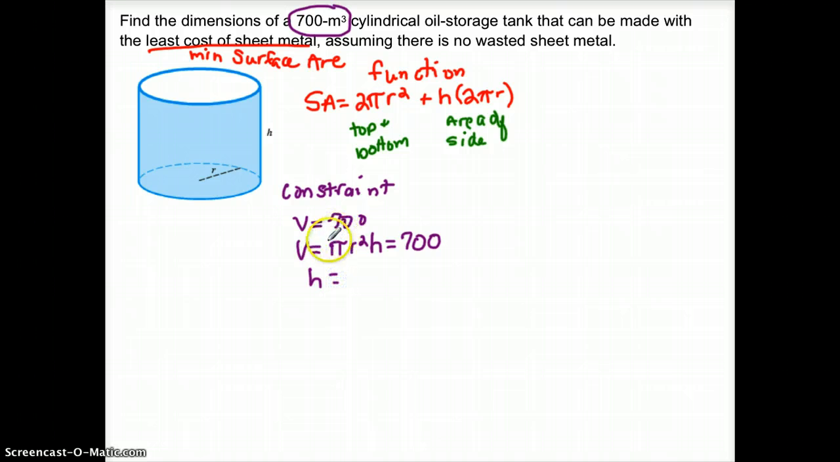Remember, I don't care about this part right here already, because the volume was 700. I put it in here. So h is 700 divided by pi r squared.